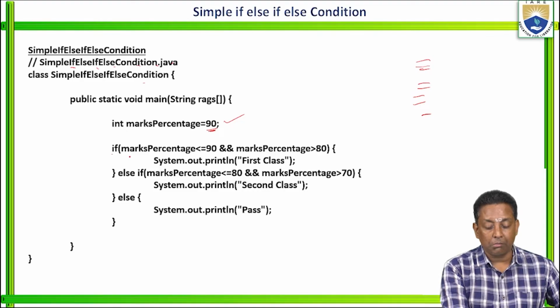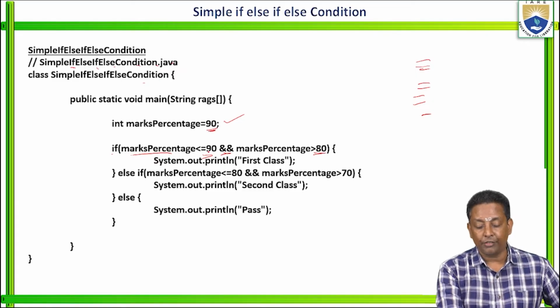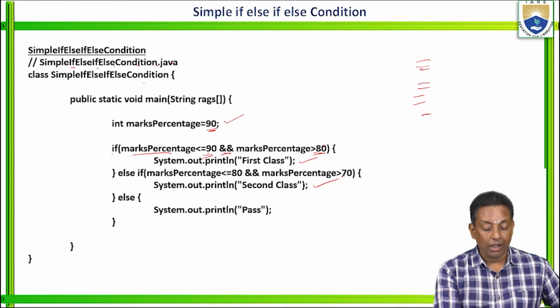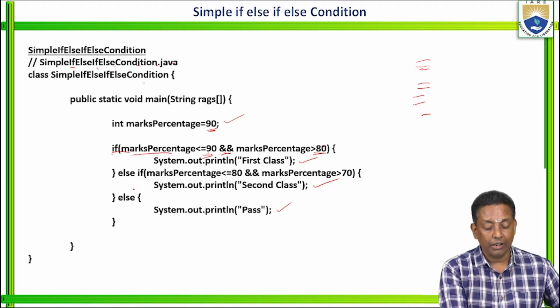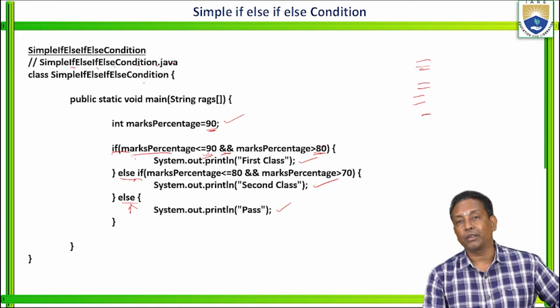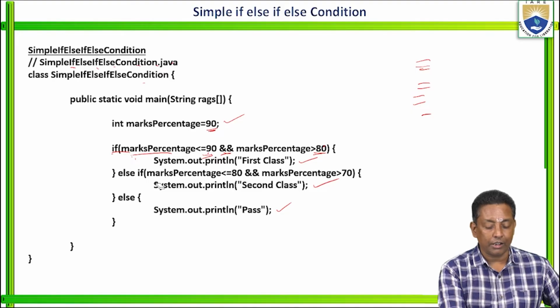So if marksPercentage, that means 90, is less than or equal to 90 and greater than 80, and if the marks are between 90 and 80, print first class. If less than or equal to 80 and greater than 70, then print second class. Else print the failed statement. This is a simple if, else if, else condition. Two conditions we are writing. If both conditions are not satisfied, the else block will execute. This is a simple if, else if, and else block.